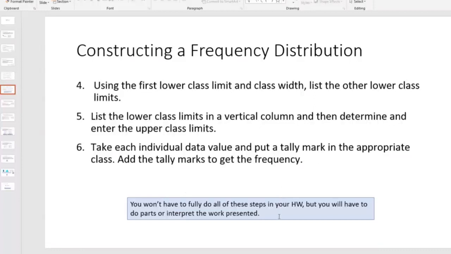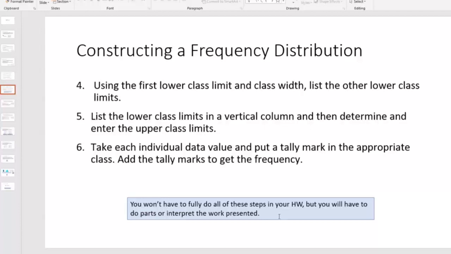Now, I have a little step. As we go through this, a lot of times you're going to see little notes, besides the statistics, just some extra notes I put on the slides. You don't actually have to do all of these steps in your homework, but you do have to do parts of them, or when they show you something, you have to be able to interpret what they did and know what's next.